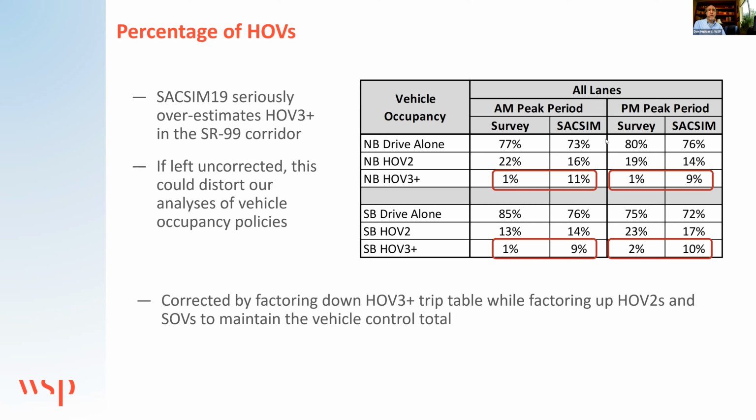So what we did here is we factored down the HOV3 trip table and we factored up pro rata the HOV2s and SOVs to maintain the control total for the number of vehicles in the corridor. In other words, it wasn't a question of they got the total number of vehicles wrong. It was a question of the vehicles were in different classes. So we tweaked it up and down for the OD pairs that were using this corridor.